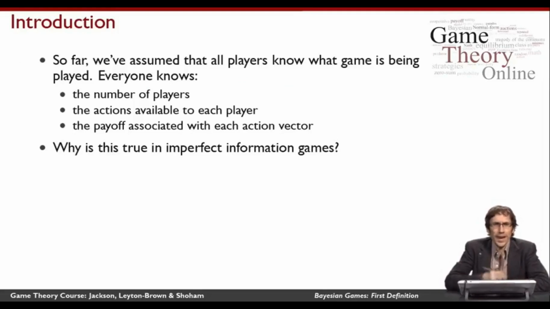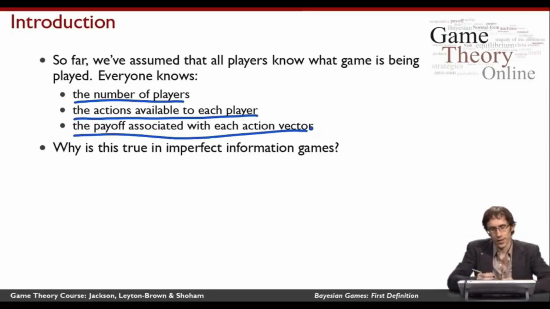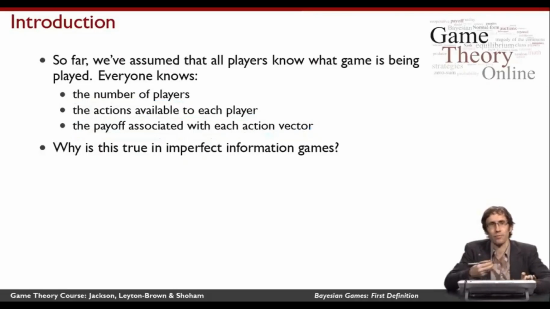So before thinking about Bayesian games, everything we've thought about has assumed that all of the players know what game is being played. That is, everybody knows how many players there are in the world, what actions are available to every player, and what payoffs would result given a complete action profile or an action vector by everybody. So let me give you a chance to stop and think about why this is still true in imperfect information games, because intuitively it might seem to you like it isn't true. So you might want to pause the video now and think about that, and then I'll tell you the answer.